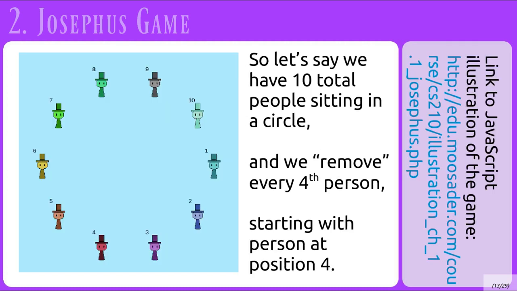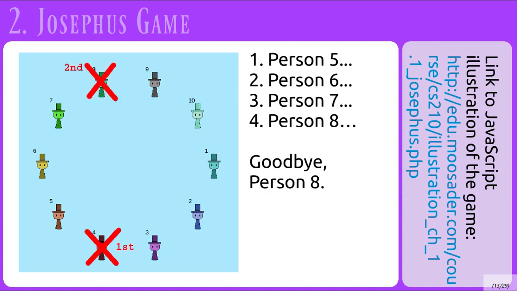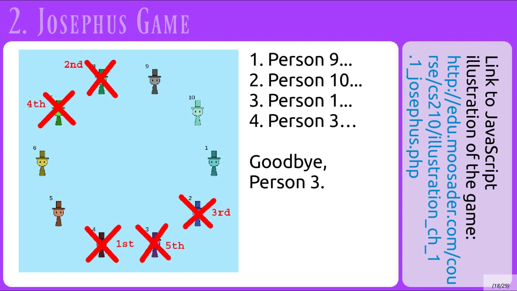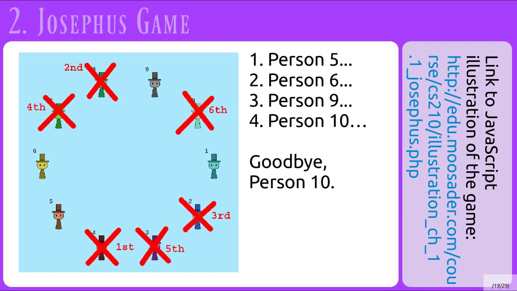So let's run through an example. Let's say we have 10 people sitting in a circle, and we remove every 4th person. So we start with the person at position 4. Goodbye, 4. Then we'll count to the next 4th person, so person 5, 6, 7, and 8, and goodbye, person 8. And we keep counting by 4s to eliminate the next person, so goodbye person 2. And we keep counting, skipping anyone who's already been eliminated, and so goodbye person 7. And we continue, goodbye person 3. Goodbye person 10. Goodbye person 9.